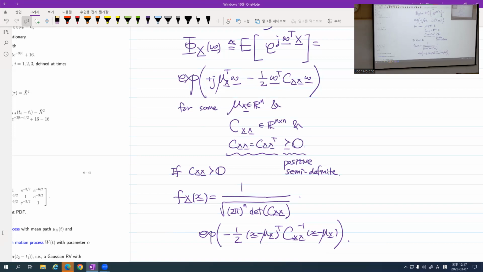By the way, this is the definition of a Gaussian random vector. And here, we need some properties of a Gaussian random vector. For example, any linear transformation of a Gaussian random vector is a Gaussian random vector. How can we prove that? We can easily prove it using the characteristic function. Got it? That's why I love the joint characteristic function approach to defining a Gaussian random vector.